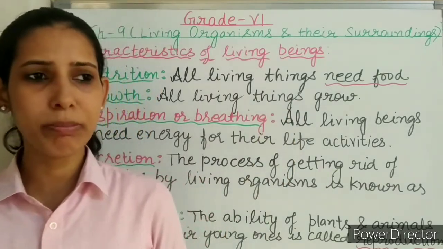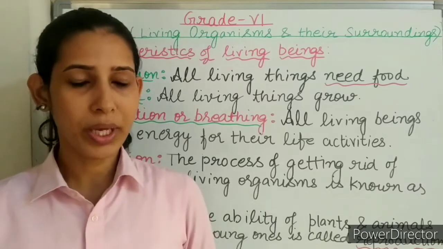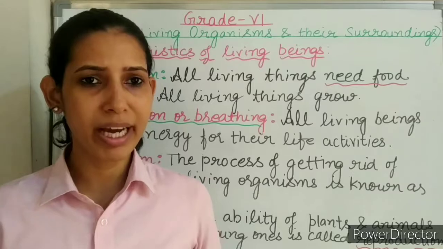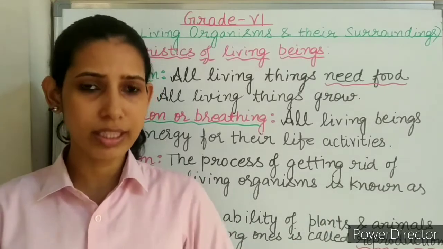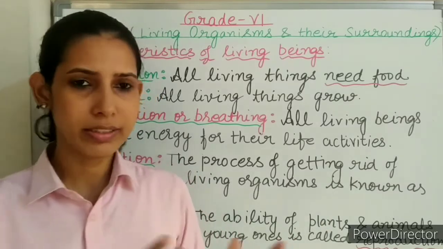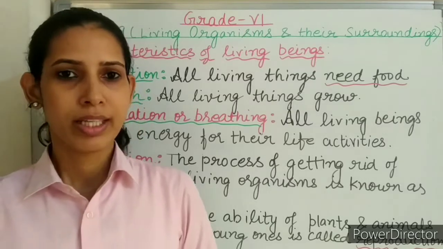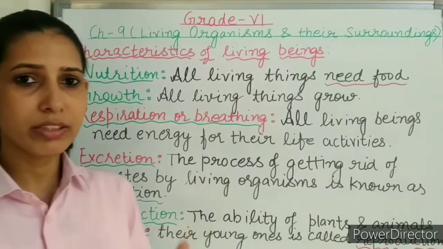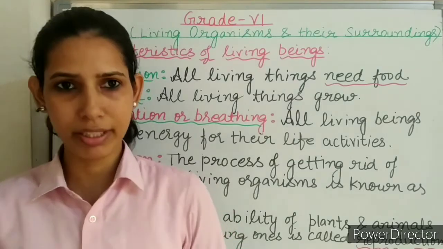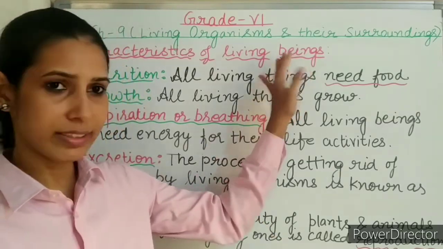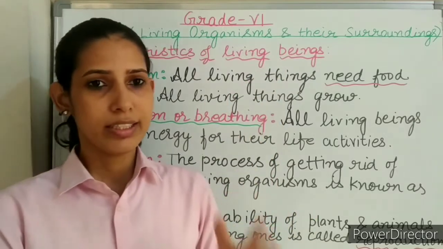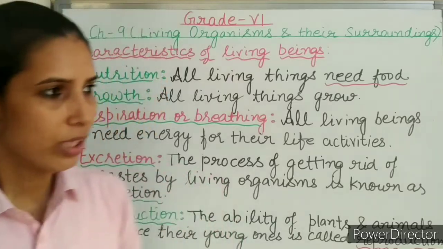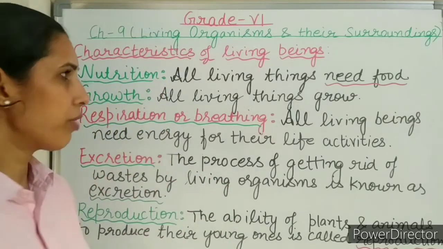Plants, animals, human beings, we all are living things. If we take the example of this whiteboard, marker, pen, table, chair, bag, building, these are non-living things. How can we identify whether it is a living or a non-living thing? There are some characteristics of living beings which make them different from non-living things. On the basis of these characteristics, we can identify whether an object is living or non-living. So let's start. First is nutrition.